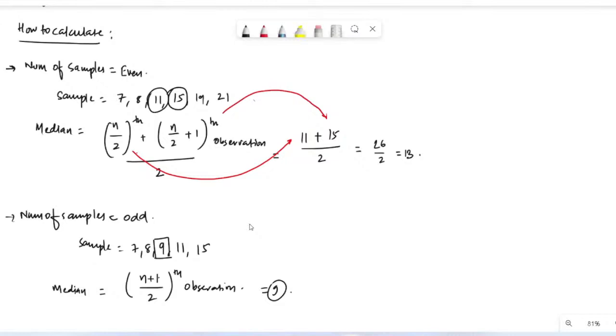Also, the data has to be arranged in ascending order first before we calculate the median. The data distribution should be in a proper order, an ascending order.